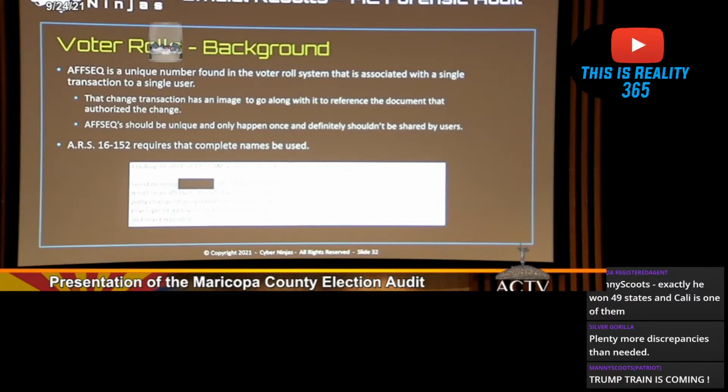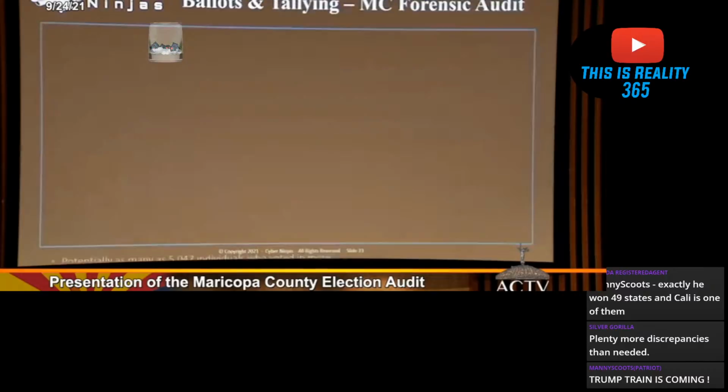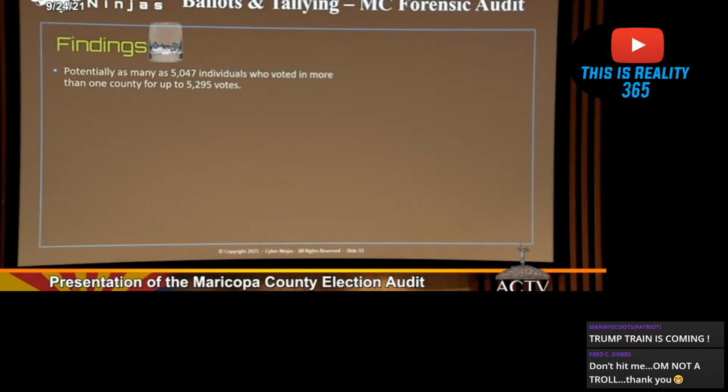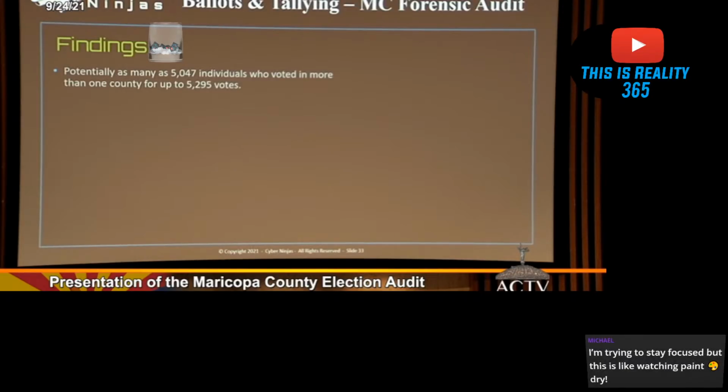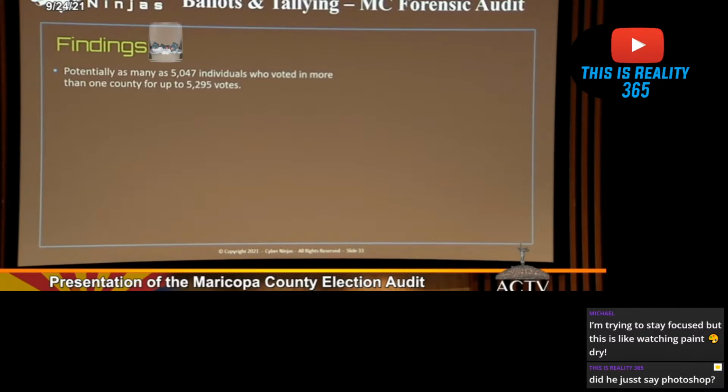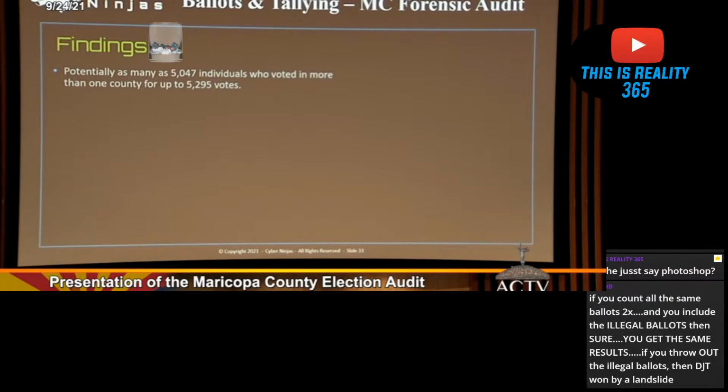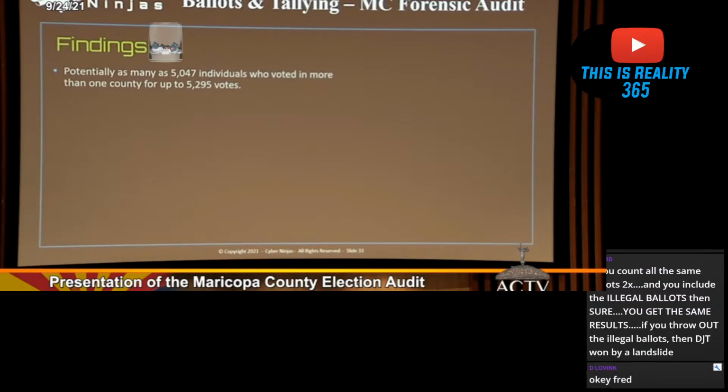Now, we also have a statute that says complete names should be used, and we'll get into our findings on that in a second. So we had as many as 5,047 individuals who voted in more than one county for up to 5,295 additional votes if these are duplicates. Now, I will tell you that these individuals had the same first, middle, and last name, and the same exact birth year, because that's what's in the voter rolls. But if you have an extremely common last name, some of these may in fact just be individuals with the same exact name and the same exact birth year. We have no way to validate that 100%.